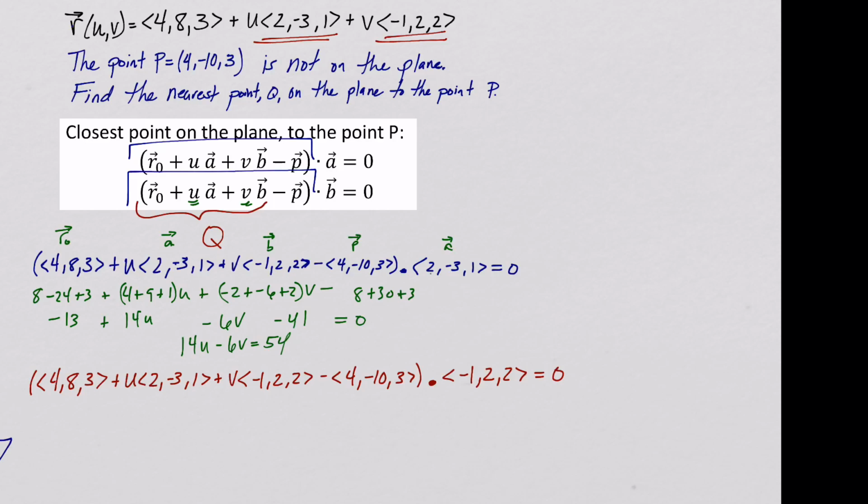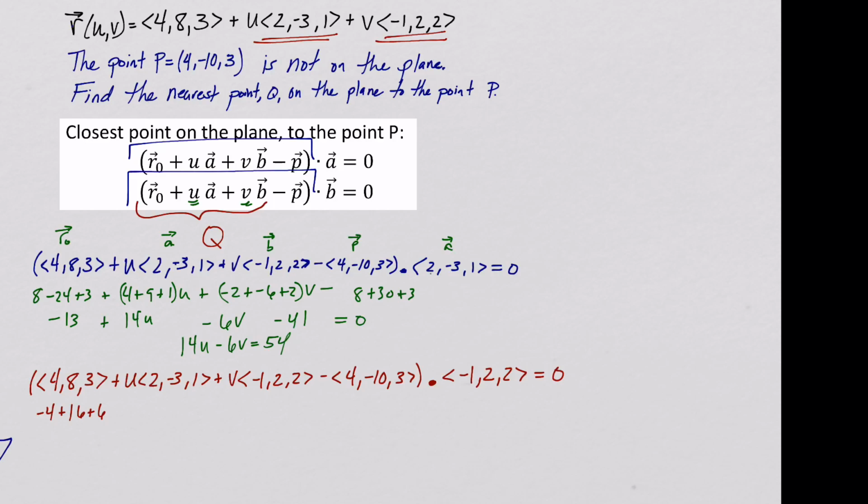Right? And now we're going to do the same thing down below. So we'll slide down here. We're going to do the exact same thing, distributing our dot product. And let's see what we get here. So I've got 4 times negative 1, so it's going to be minus 4. Minus 4 plus 16 plus 6.